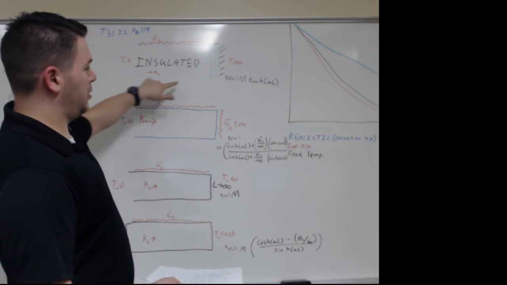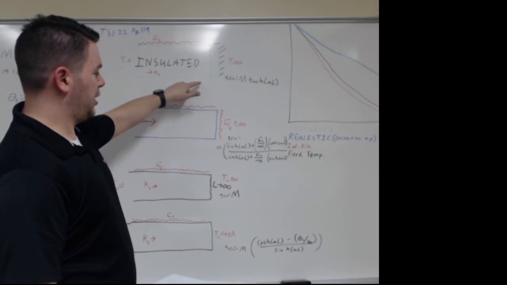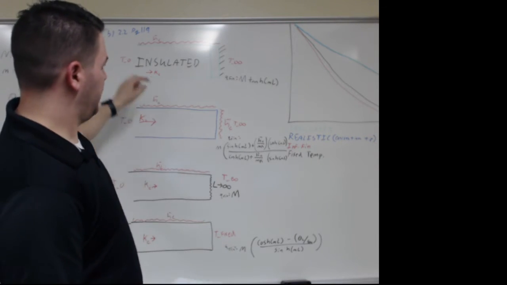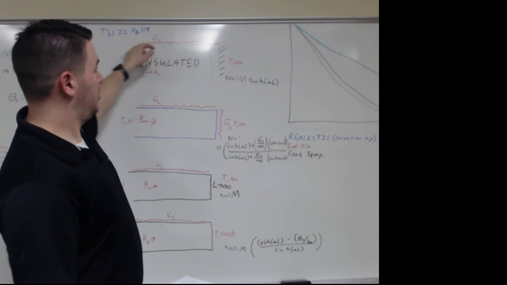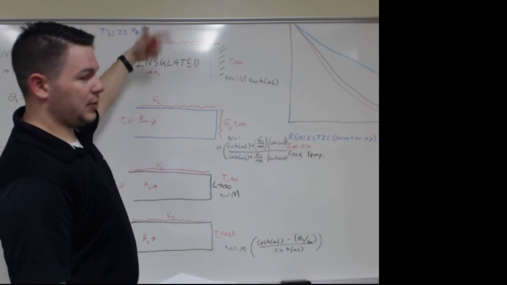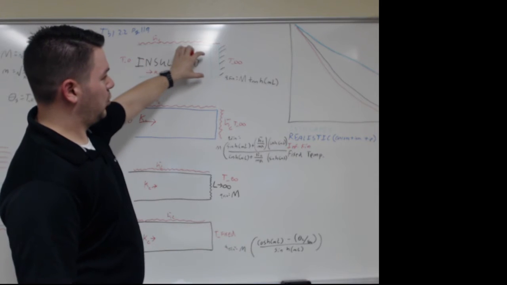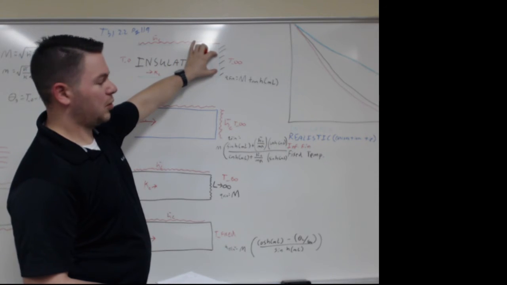With the insulated tip, what we're basically saying is that heat is traveling through this fin. It's being convected away around the outside of the fin, and we're going to give it a false length. There's a chart for the false length.